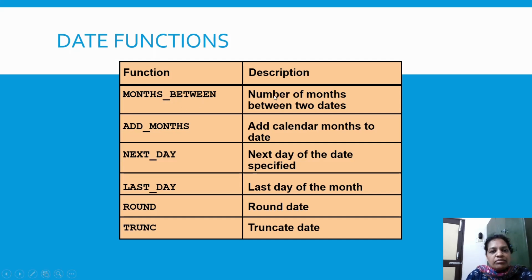Months between dates: we can find out how many months are between two dates. Add months: add calendar months to a date. Next day: we can find the next specified day after a date. Last day, round, truncate. These are the date functions. Okay.